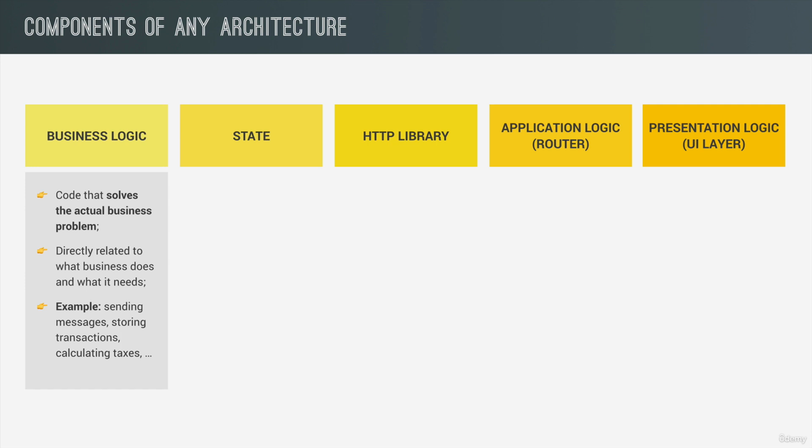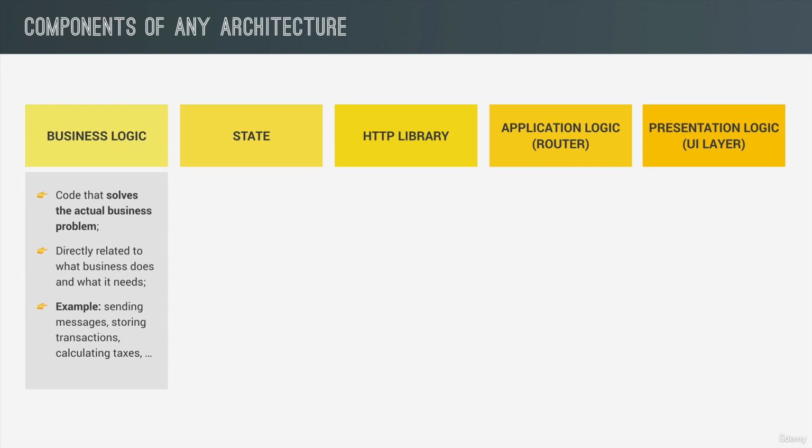So that's code that is directly related to what the business does and to what it needs. So if your business is WhatsApp, then your business logic will include sending messages. Now, if your business is a bank, then one of the many parts of business logic will be to store transactions. But if your business is a budget manager, then your business logic will certainly include calculating taxes. So you get the point, right? So essentially, business logic is the logic that is really related to solving the problem that the business set out to solve in the first place.